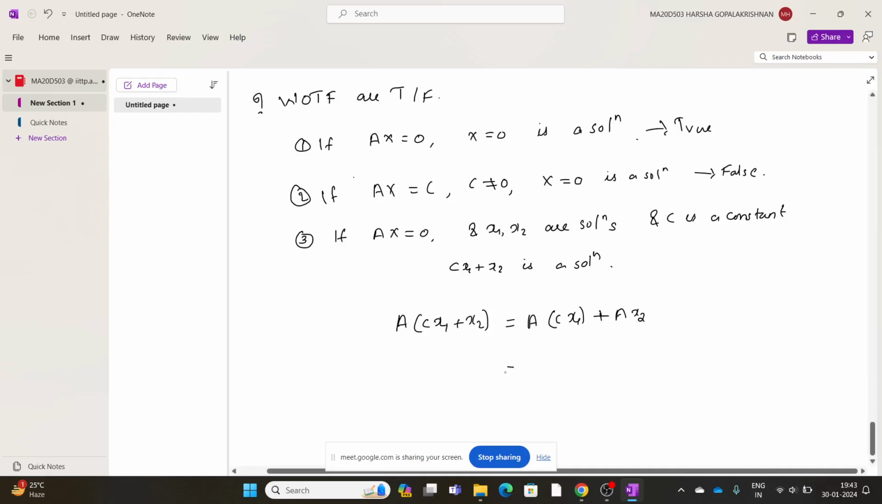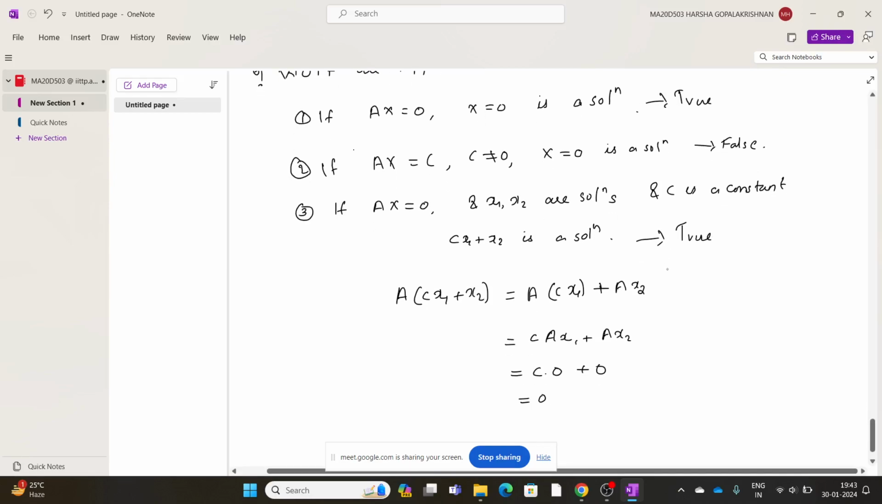Now again we can do c times Ax1 plus Ax2. What is this value? c into 0, because x1 is a solution of this, so Ax1 equal to 0, correct? Plus Ax2, and x2 is also a solution, so this is equal to 0. So this is 0. So it is a true statement, correct? Yes.